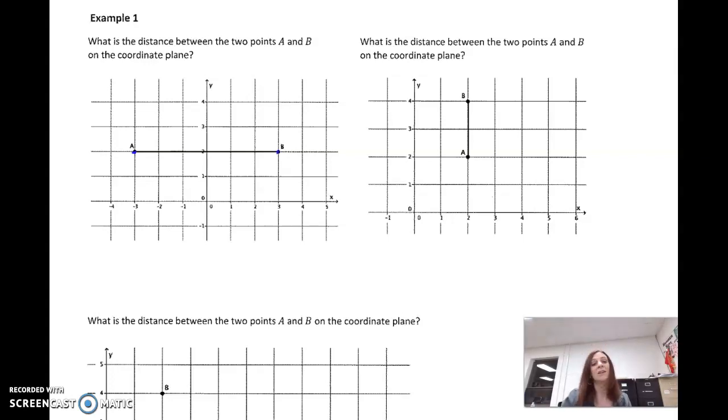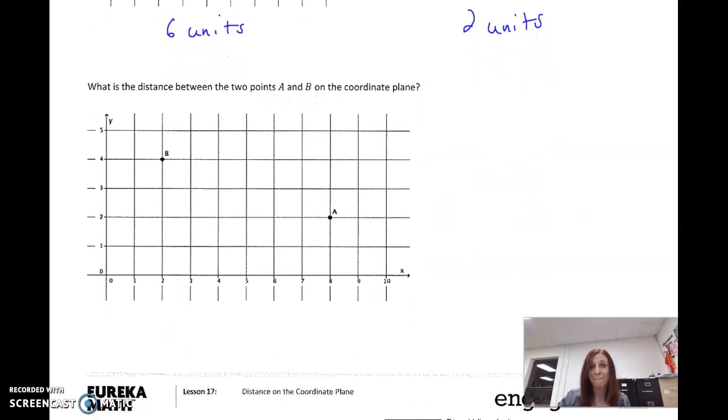Well, don't overthink it, right? We're going over 1, 2, 3, 4, 5, 6. Okay, so they are 6 units apart. The distance between them is 6. Even if we counted this way, it's not going to be -6 because distance is always positive. Same thing over here. How far is it between B and A? Well, 1, 2 units. Not -2 units. Distance is always positive. Awesome. Super easy. Let's look at the next one.